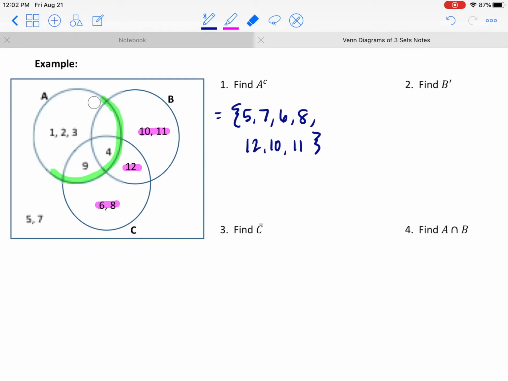Same concept, just different notation. This one is saying find the complement of B. So number 2 is the complement of B. Now I can see B, exactly what's in B, 4, 12, 10, and 11. So the complement is what is not in B. Not in B, 1, 2, 3, 9, 5, 7, and then 6 and 8.